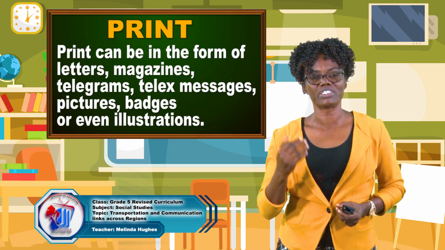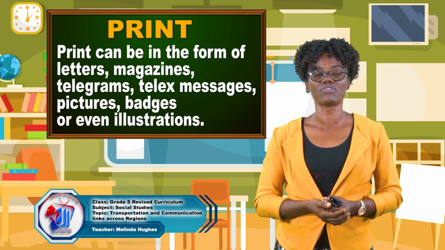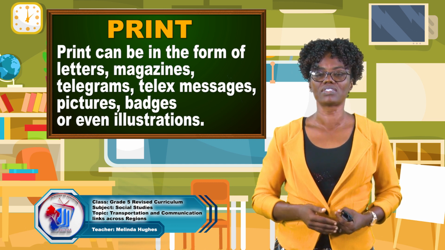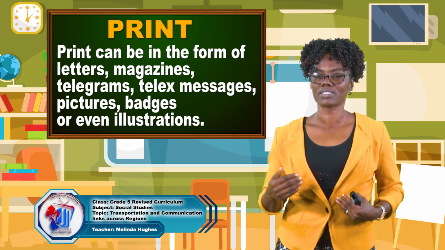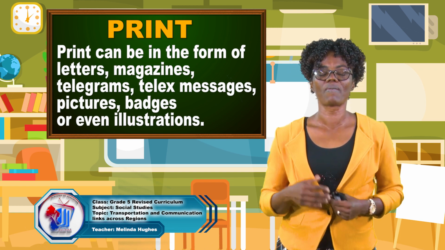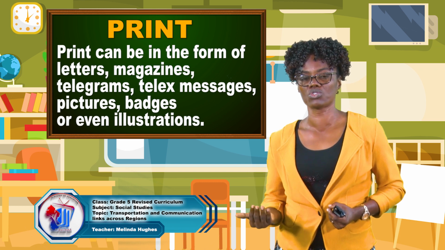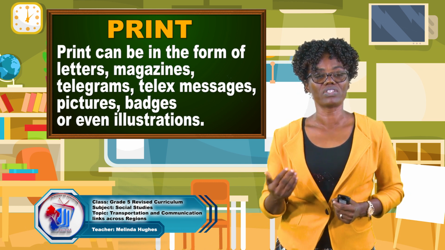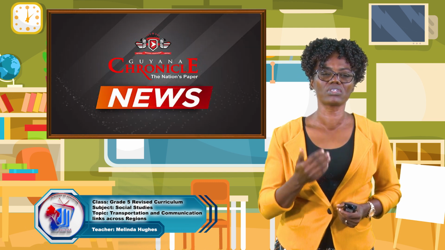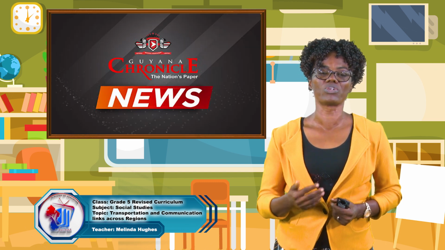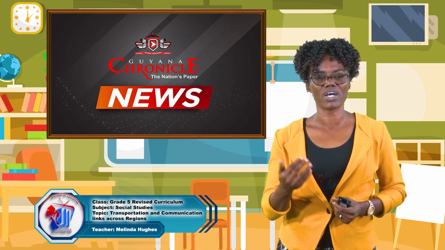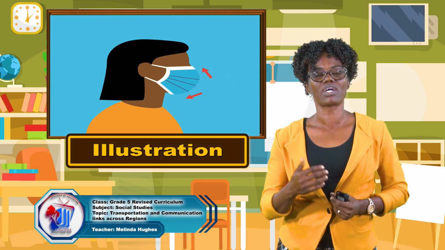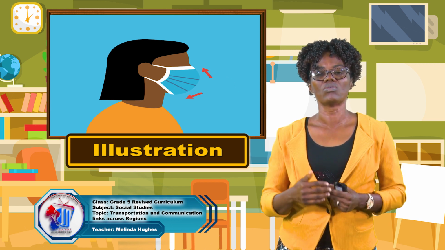Next, we have print. Print can be in the form of letters, newspapers, magazines, telegrams, telex messages, pictures, badges, or even illustrations. So we have some examples here. We have an example of the Guyana Chronicle. That's one of our newspapers. We also have magazines. We have illustrations that are done to communicate with each other.